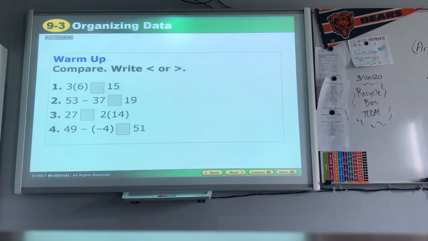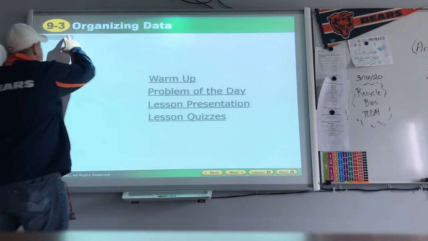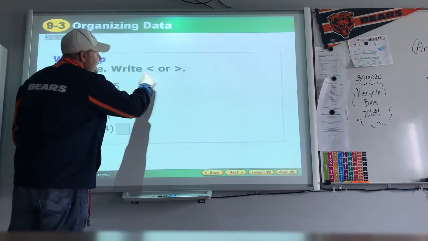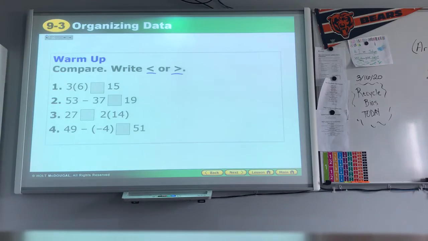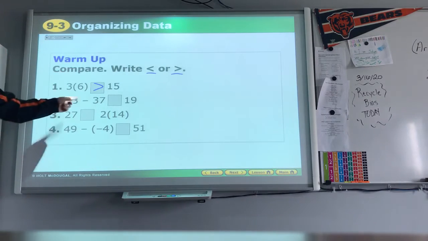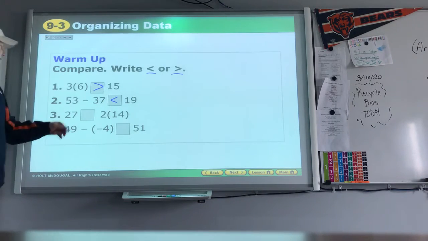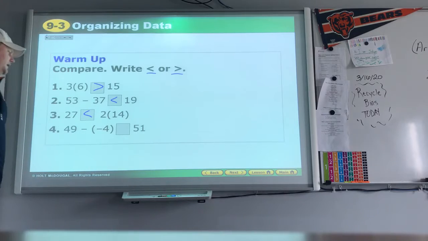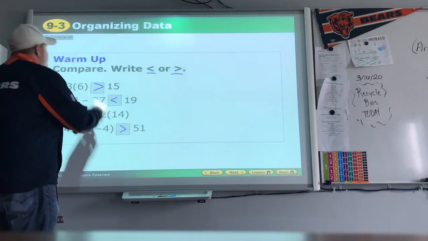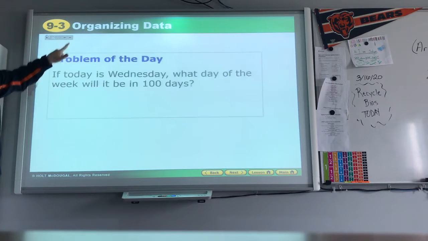All right. So compare or write with the less than or greater than. All right. So 18 is greater than 15. 16 is less than 19. 27 is less than 28. 53 is greater than 51. Let's see how we did. We got 1 right, 2 right, 3 right, 4 right.